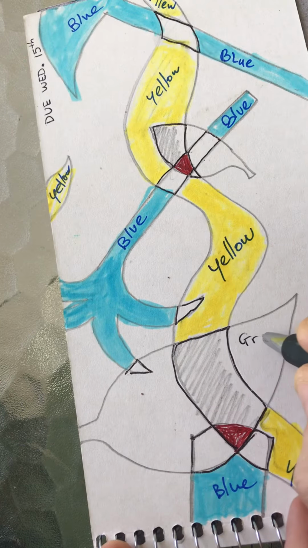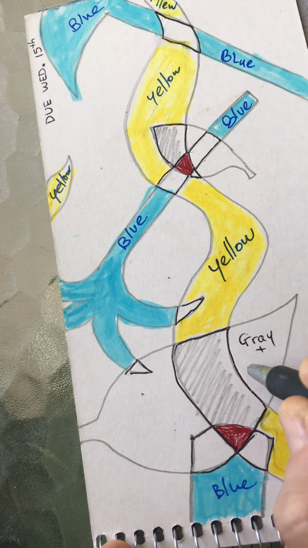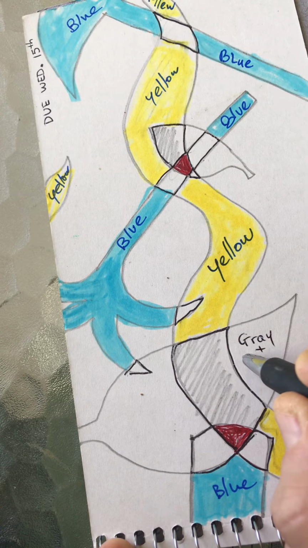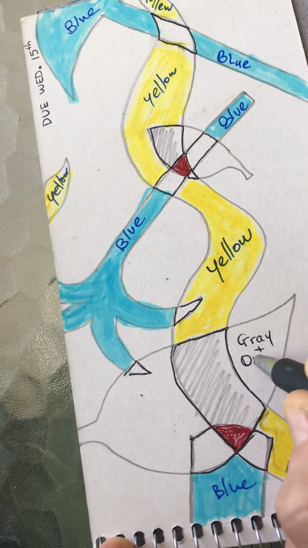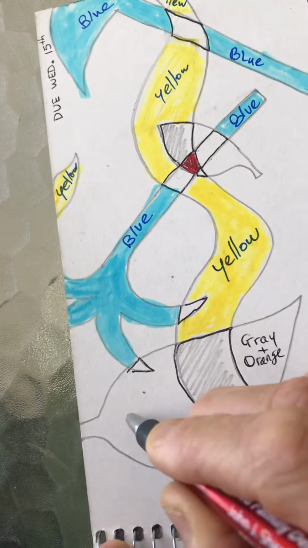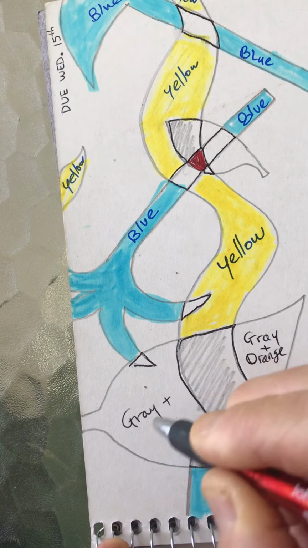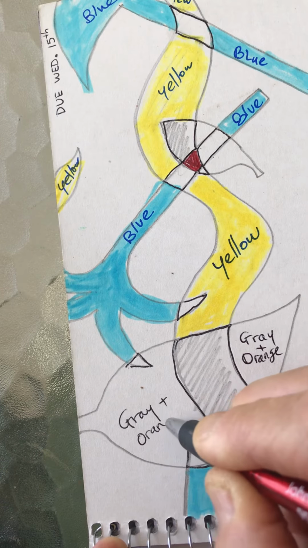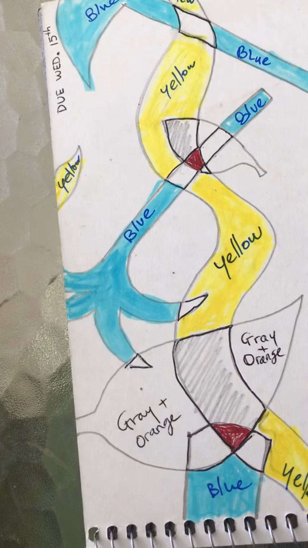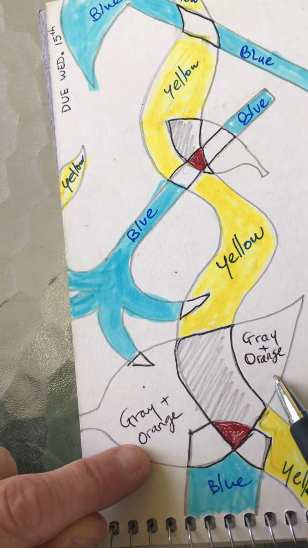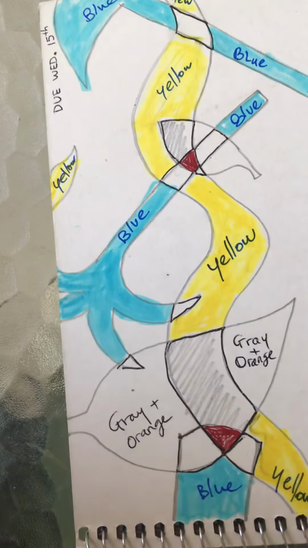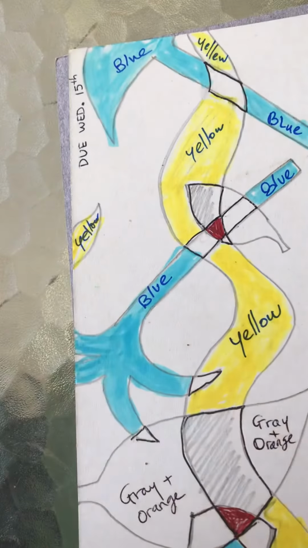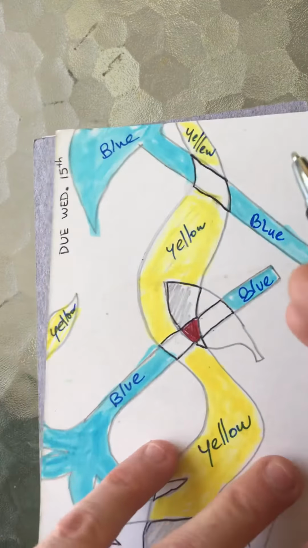I'm going to do gray plus orange. That's always a nice one. So I'll just add a little white and black into my gray plus orange. And of course I'm running out of markers, so I'm just going to label this gray plus orange. And I'm not labeling this or this because those are going to be their own thing. We don't have to worry about those. Those happen on their own.